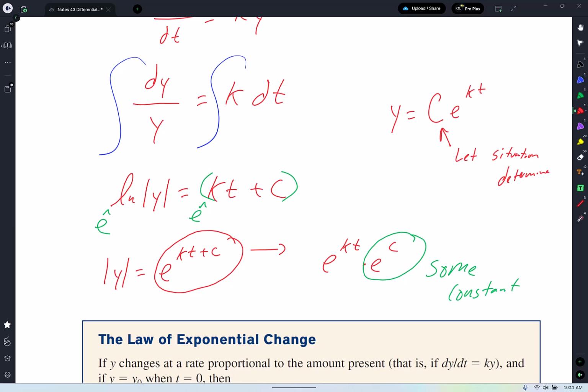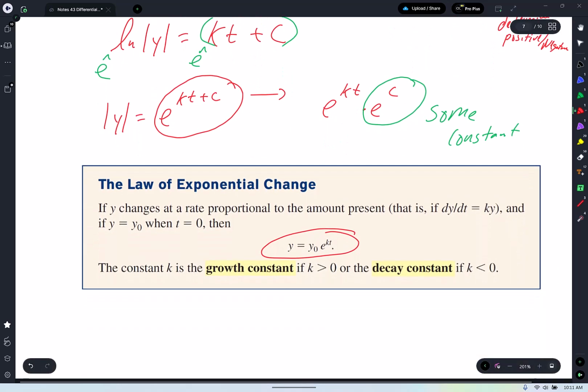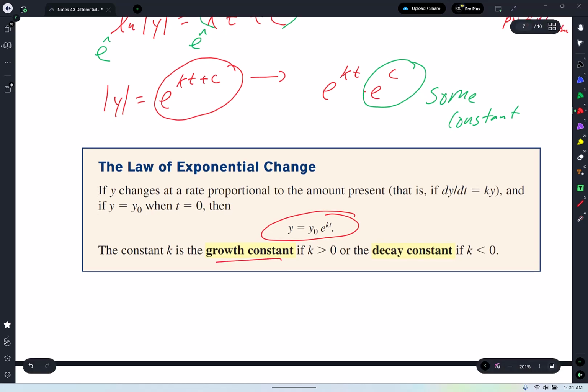Let the situation determine positive or negative. Of course, when you're solving for k, if it's growth, it'll be positive. If it's decay, it'll be negative. But we'll let the situation determine that, or you can put a positive or negative right off the bat. And there it is, guys. It doesn't have to be e. It could be any base. You'll see right now when we do the WASP problem. Growth constant if k is positive, decay constant if k is negative. Let the situation tell you.